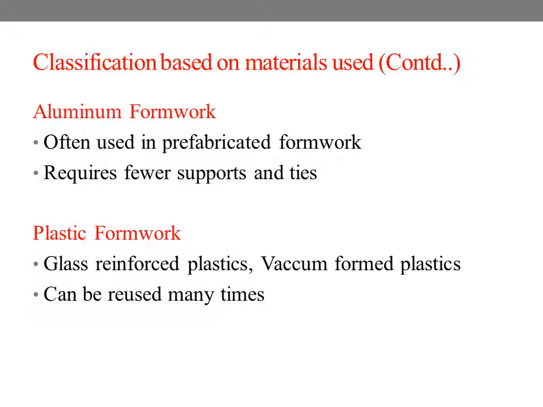The last one being plastic formwork. Glass reinforced plastics, that is GRP, and vacuum formed plastics are used when complicated concrete shapes are required. Although vacuum formed plastics will need support, GRP can be fabricated with integral bearers, making it self-supporting. These formwork can be used or reused many times.